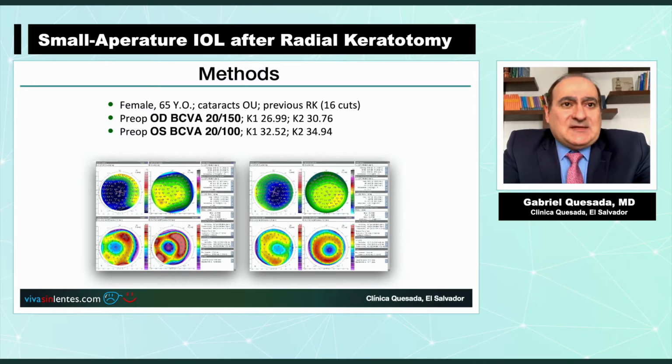This is one of the cases I want to show you. This is a female patient with cataract, previous radial keratotomy, 16 cuts per eye. As you can see, the keratometry measurements are really low: 26.9 and 30.76 on the right eye, and 32.52 and 34.94 on her left eye.